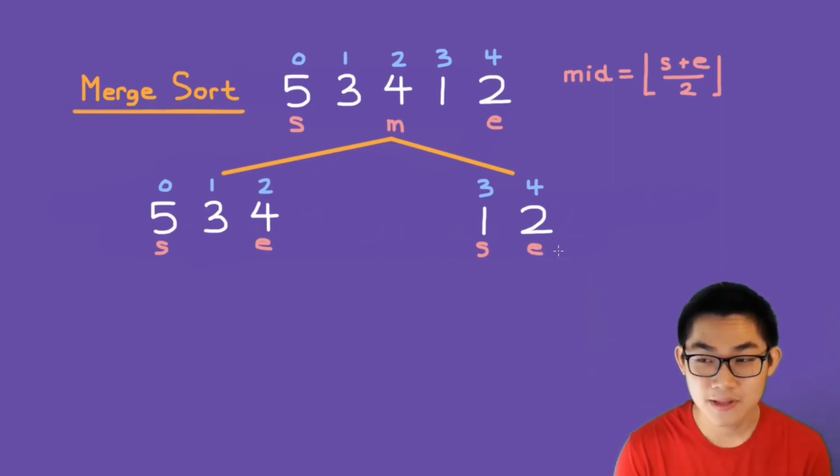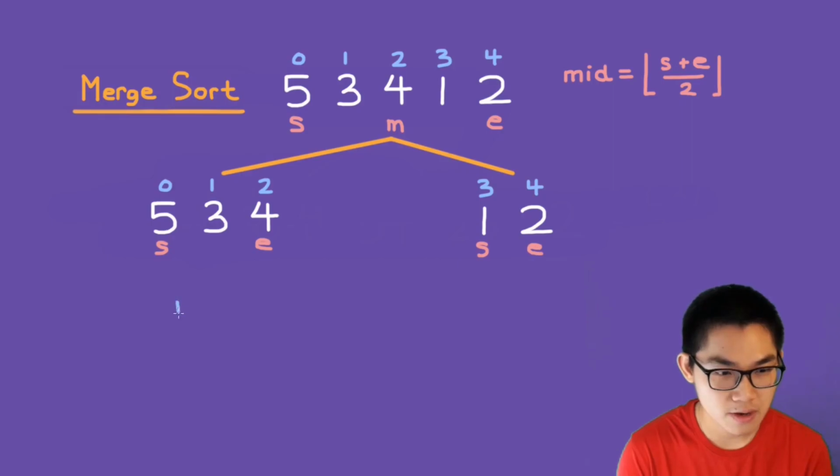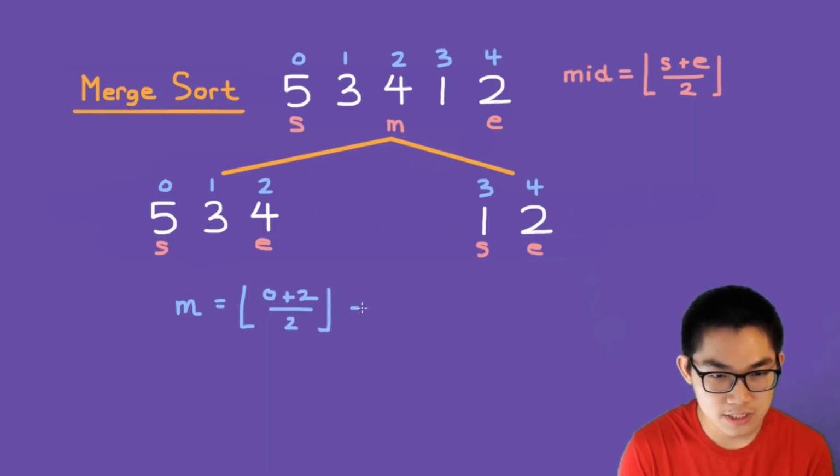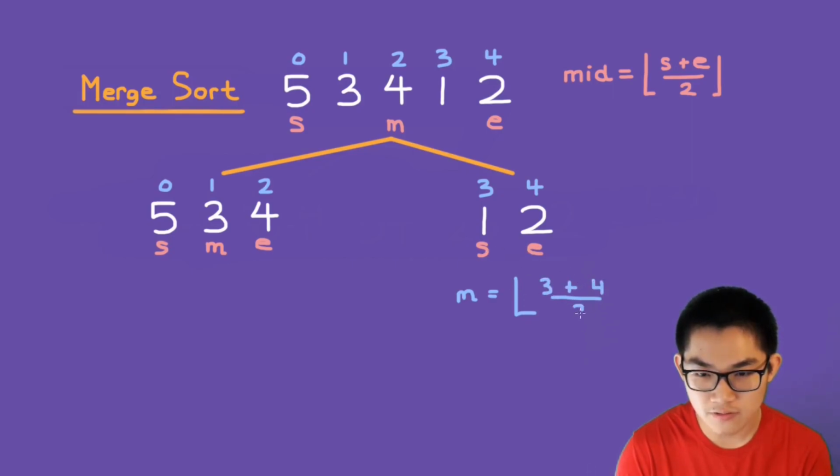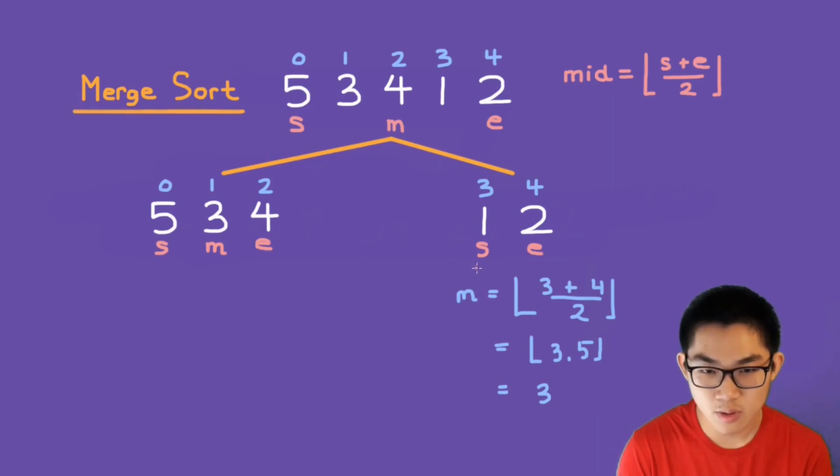So the second step is to calculate the middle. So the middle will be equal to the floor of (s, which is 0, plus 2) divided by 2. So this is just the same as the floor of 1, which is just 1. So the middle is right here. As for this one, the middle will be s is 3, plus e is 4. So 3 plus 4 divided by 2, we will get the floor of 3.5, and the floor just means round down. So after we round down, we're going to get 3. So the middle for this one is right here.